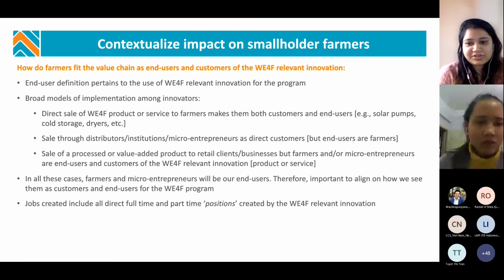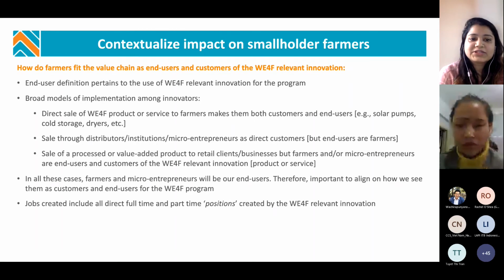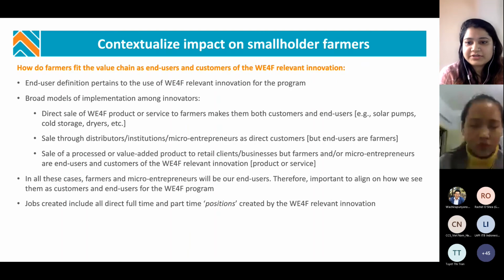So our end user definition for this program would pertain to the use of the V4F relevant innovation. So you have to see who's the end user with respect to this innovation. I'll use a few examples to help you understand that. During the concept note, we see there are three broad models emerging with the applicants. One is where you directly sell your product or your service to the farmers, which could be, say, a solar dryer, a solar pump, or any other specific innovation.